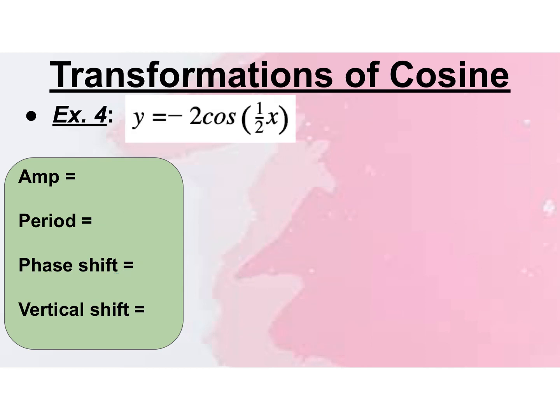Well, let's try this one. My amplitude is 2. Yes, I know it's negative, but that just means we're going to reflect it. My B is 1/2, so this becomes 2 pi over 1/2, which is 2 pi times the reciprocal, which is 4 pi. So this is going to be stretched out. My phase shift, there is none. My vertical shift, there is none.